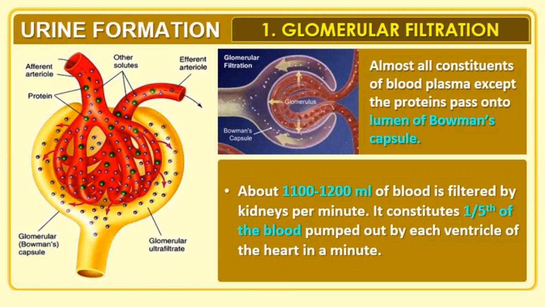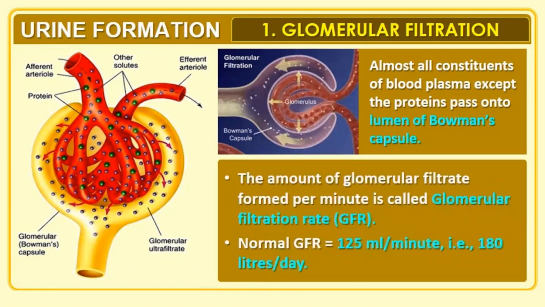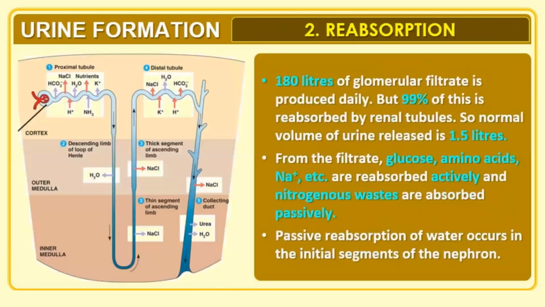About 1100 to 1200 ml of blood is filtered by kidney per minute. So it constitutes 1/5 of the blood pumped out by each ventricle of the heart in a minute. The amount of glomerular filtrate formed per minute is glomerular filtration rate, which is GFR. The normal GFR is 125 ml per minute, that is 180 liters per day.